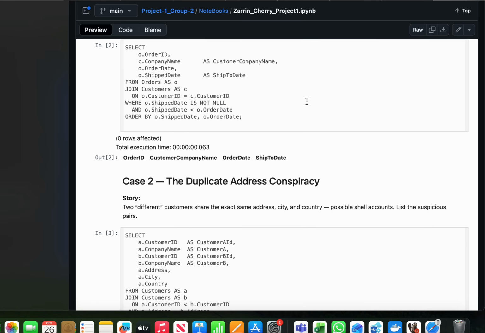Okay, and then teamwork. Even though this is my individual video, our group worked together throughout the project using GitHub. We helped each other fix errors, review queries, and merge updates to the main project folder. It was like pair programming. We discussed logic, confirmed results, and made sure everyone's notebook ran correctly before final submission. Working as a team taught me how important collaboration and organization are when working on shared technical projects.